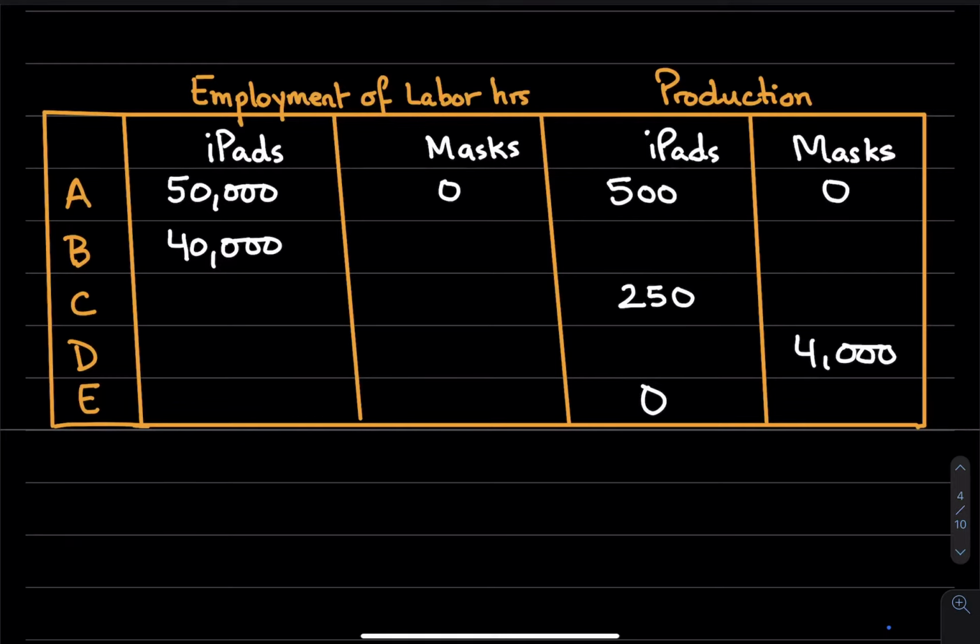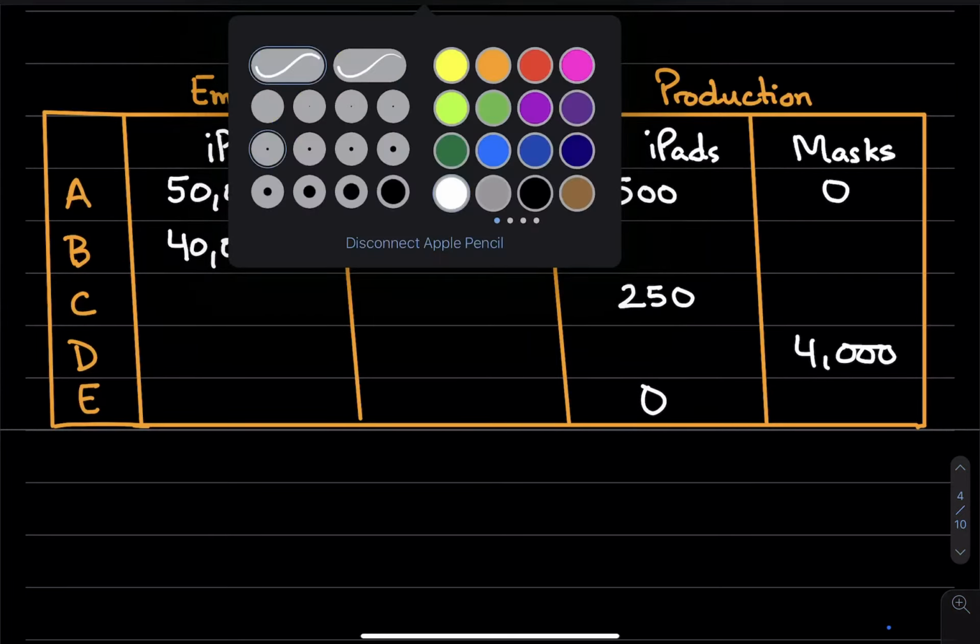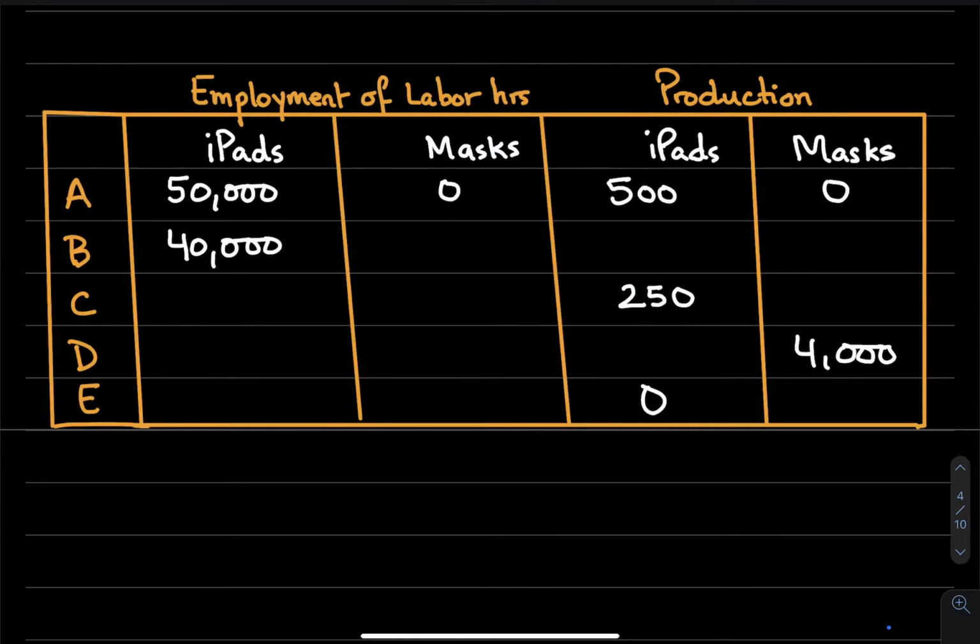So this is what we had, and we wanted to calculate. I'm assuming you have done your work by now, but let's try to fill in the blanks. Let's look at point B. We're focusing on this row only. If we were given that 40,000 hours went towards iPad production, and we know that we have a total of 50,000 hours, then this plus this equals 50,000, right? So we're left with 10,000 hours which go towards mask production.